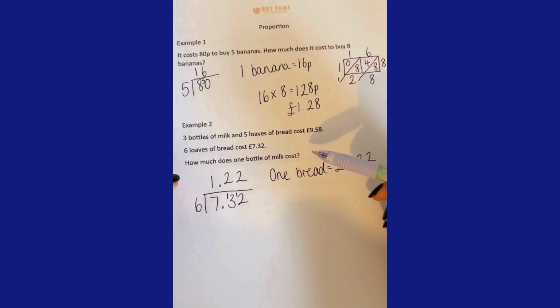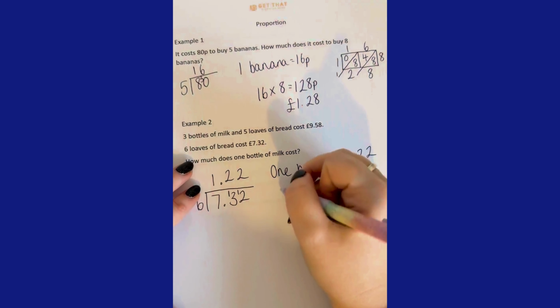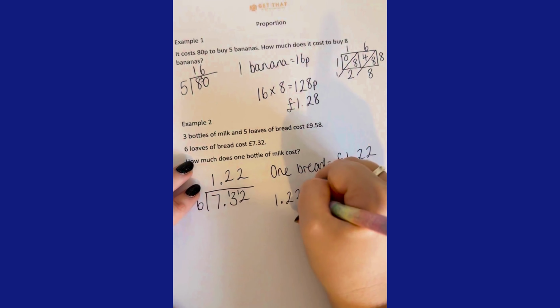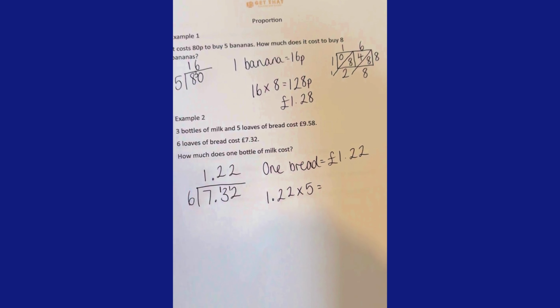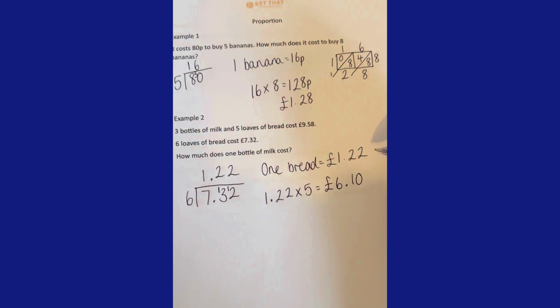What I can then do is use that to figure out the cost of 3 bottles of milk, and then I can figure out the cost of 1 bottle of milk. So what I then need to do is £1.22 times by 5. A quick way of doing this mentally is to do £1.22 times by 10, and that is going to get us £12.20, and then just half it to multiply it by 5. That's going to get us £6.10. So 5 loaves of bread then cost £6.10 because 1 loaf costs £1.22 and I multiplied that by 5.